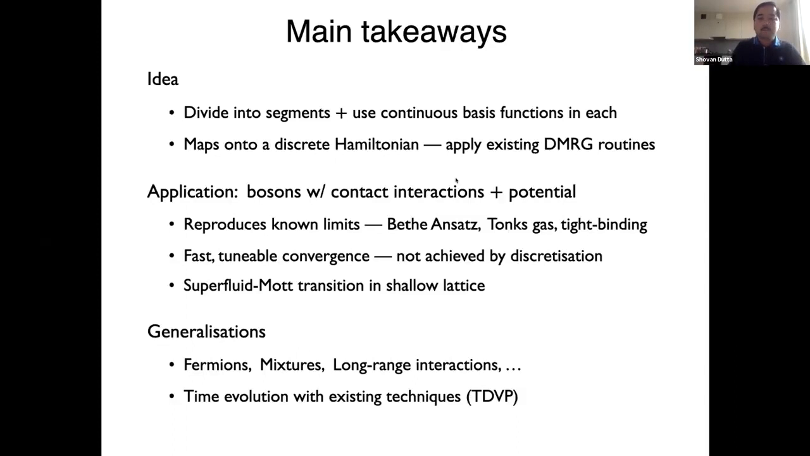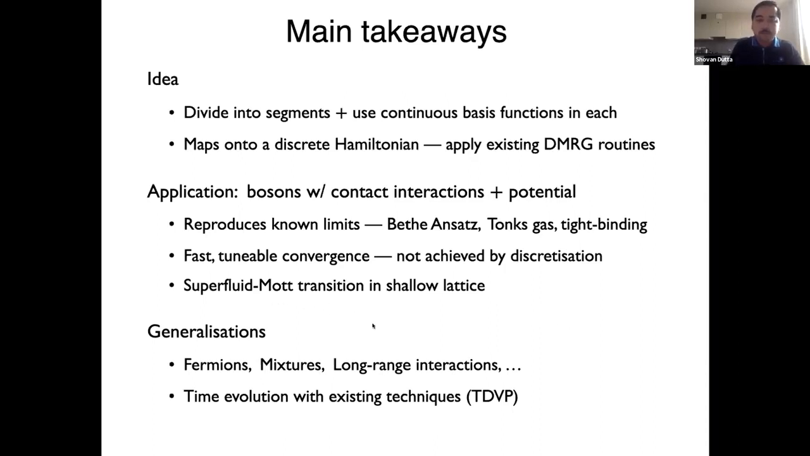And we have tried applying it or benchmarking it to prototypical cases. So for example, if you have bosons with contact interactions with or without an external potential, then it produces reasonable results. So it reproduces known limits, which are these, and you get fast convergence, which can be controlled to some extent by how you choose the basis functions.